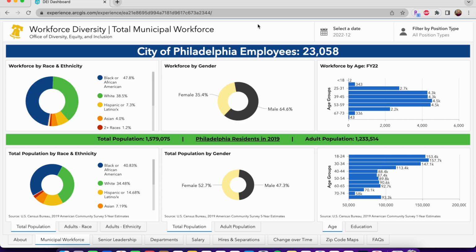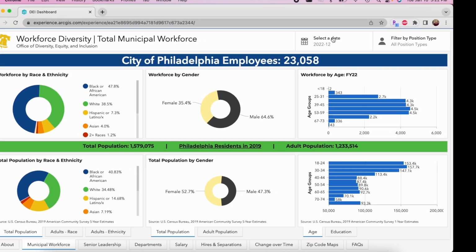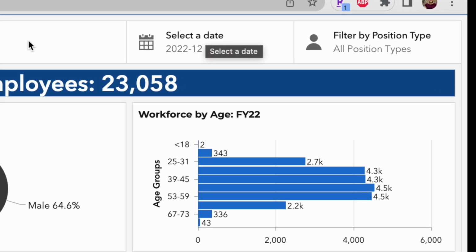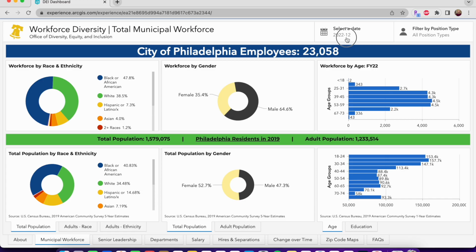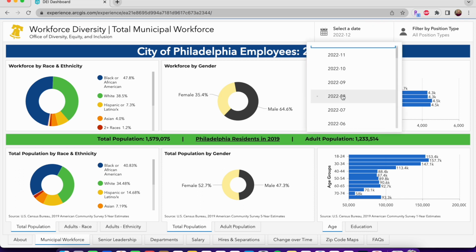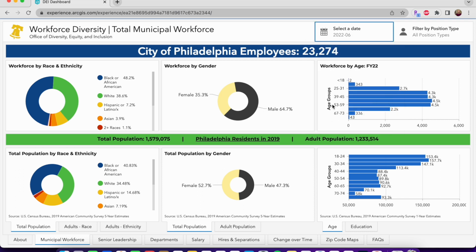The way to really dig into the data is to use the filters at the top right corner of the screen. On this tab, we have a filter for the date and a filter for position type. So currently, the date is set to December of 2022, but let's say we want to go back in time to June of 2022. So then we just select that date, and we see that the numbers have changed on the top indicator here, as well as the pie charts throughout this tab.